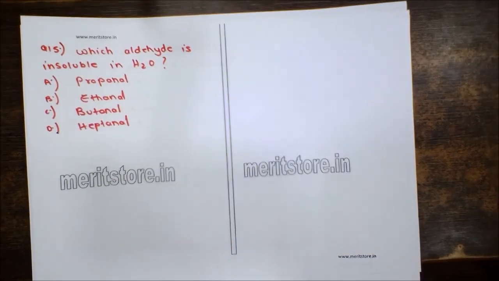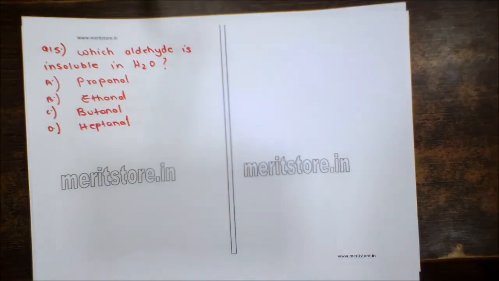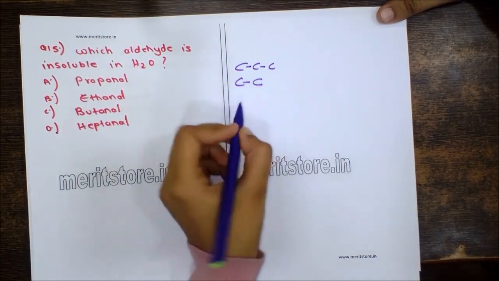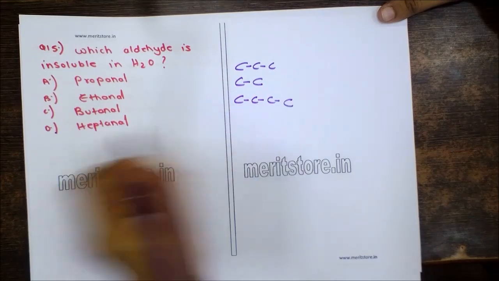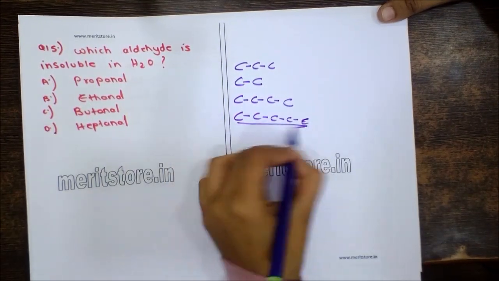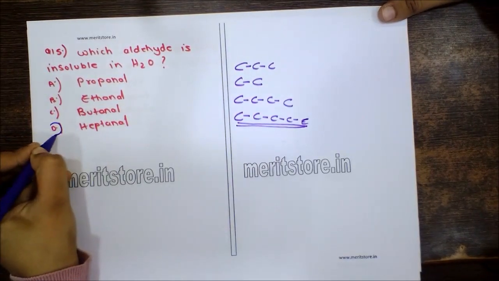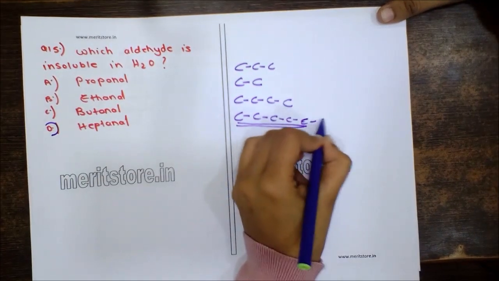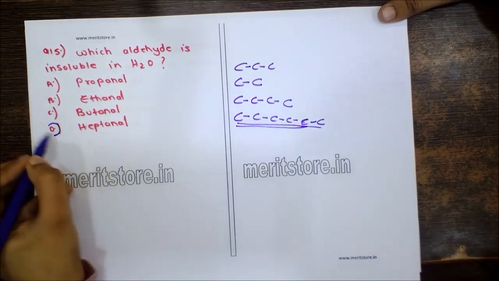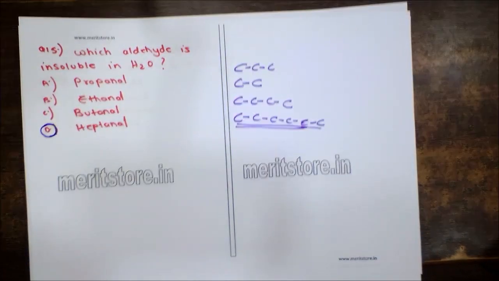Question 15. Which aldehyde is insoluble in water? A. Propanol, B. Ethanol, C. Butanol, D. Heptanol. Propane has 3 carbons, ethane has 2 carbons, butane has 4 carbons, and heptane has 7 carbons. Over here, the higher aldehyde will be insoluble in water. Therefore, D. Heptanol. Hexanol is 6 carbons, but heptanol is 7 carbons. It's my higher aldehyde, and therefore it will be insoluble in water. Therefore option D, heptanol, is my correct answer.